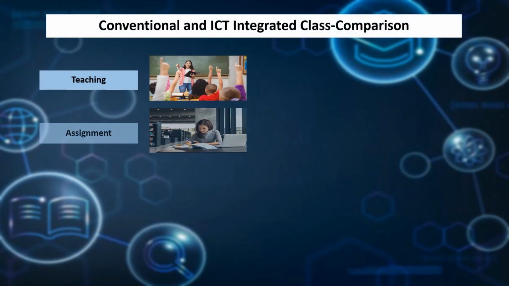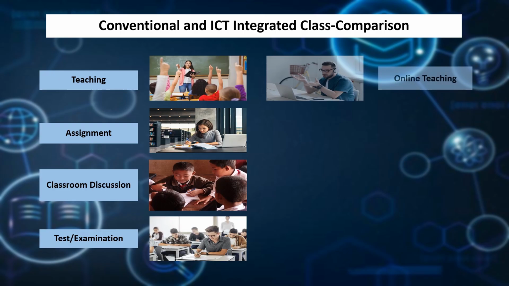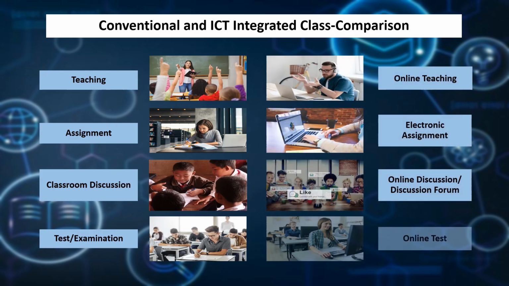You can also see a comparison between the conventional and ICT integrated class or technology integrated classroom. On the left side of the screen, you are seeing a conventional classroom where teachers and students will be physically present in the classroom for the teaching learning activities. Students submit assignments, again the paper pencil or paper pen method will be used. Classroom discussions also happen. Students also attend the examination. Again, paper pen method is used.